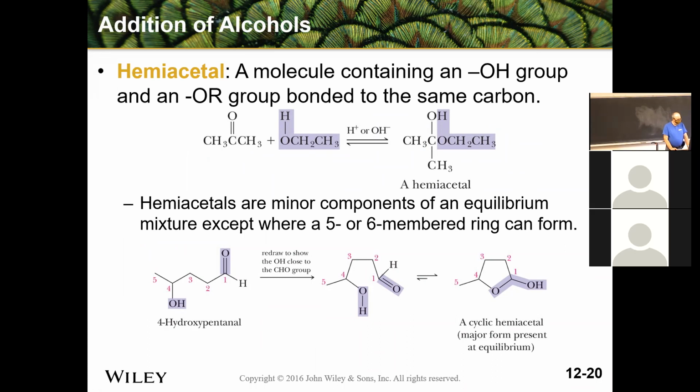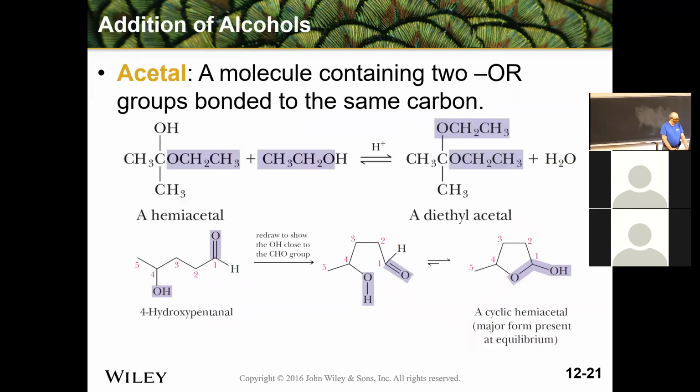Hemiacetal is defined as a molecule that contains both an alcohol and ether on the same carbon. Most hemiacetals are not favored in an equilibrium, with the exception of 5- and 6-membered rings. In that case, the hemiacetal is the dominant species at equilibrium. But in general, hemiacetals are not stable. An acetal has 2 ether groups on the same carbon.